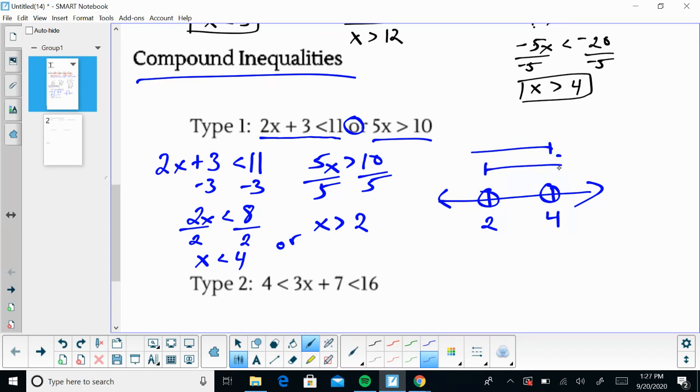Now, we know that an or compound inequality is all of the shaded regions. So in this case, my answer is actually going to be the entire line, because if I went on forever here and on forever over here, it would cover the whole line.